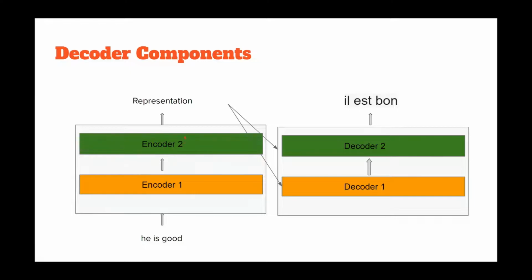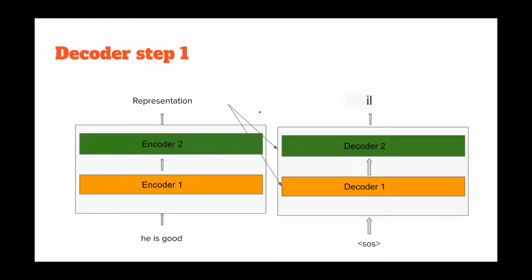Let's say the output coming from the last encoder layer will be the representation of the source sentence. That representation is passed to each decoder layer, and the decoder will decode the representation and try to predict the target sentence, that is here, French: Il est bon. So let's see how the decoder works during the testing time.